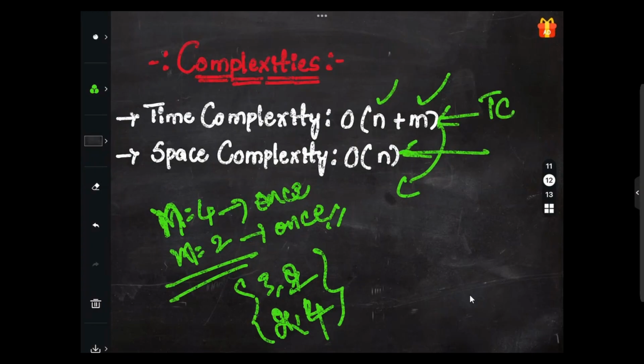So this is the time complexity and this is the space complexity. The time complexity and the space complexity for the code that we'll be writing in the future would be big O of n plus m and big O of n respectively, right? I hope the complexities part is completely clear along with the approach. As we are completely familiar with the approach and the complexities part, let's start writing the code.